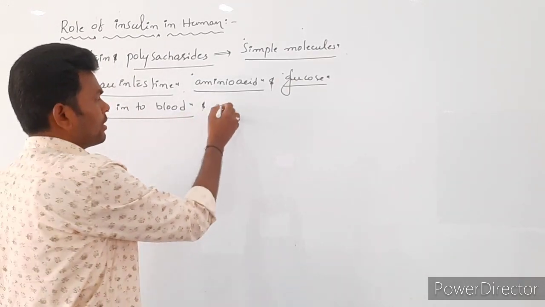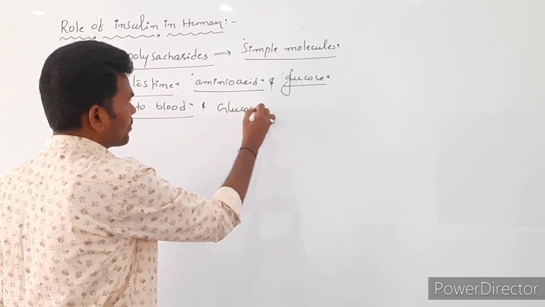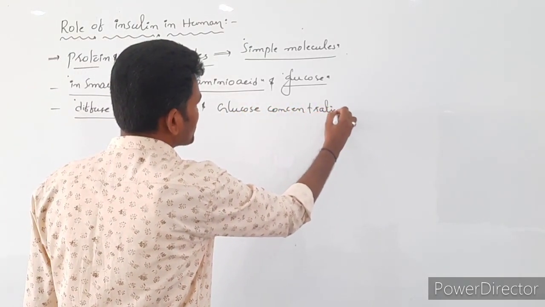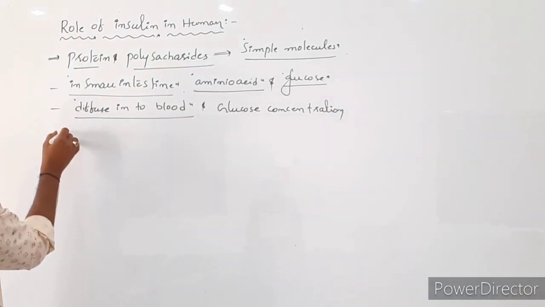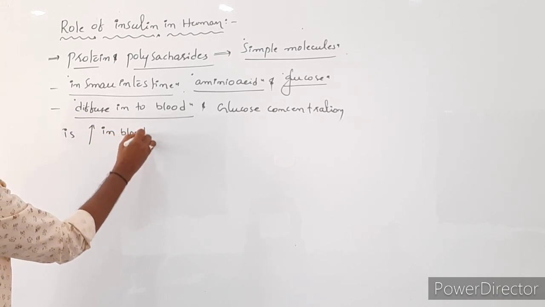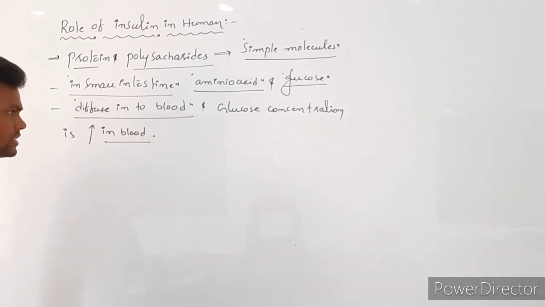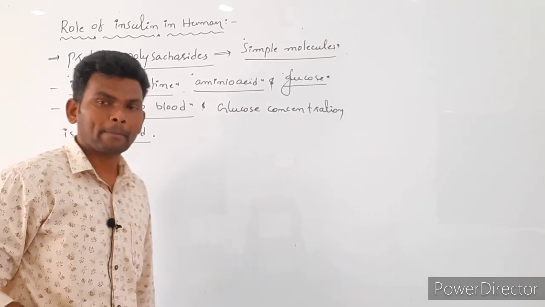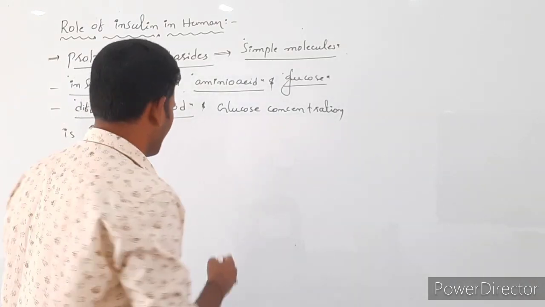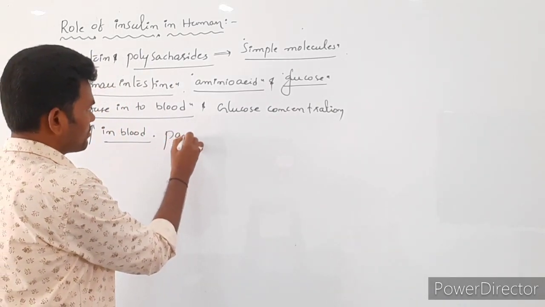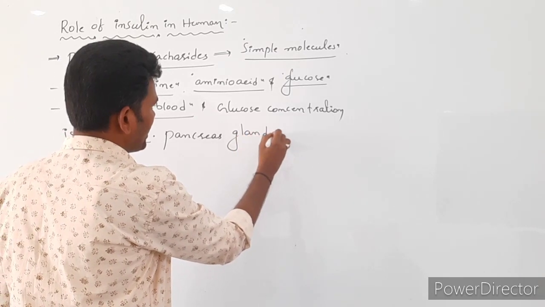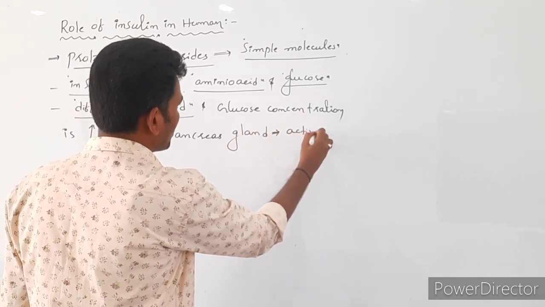Now what happened? The glucose concentration is increased in the blood. When glucose molecules are increased in the blood, then what happens? Immediately the pancreas gland is activated. Which gland? Pancreas.